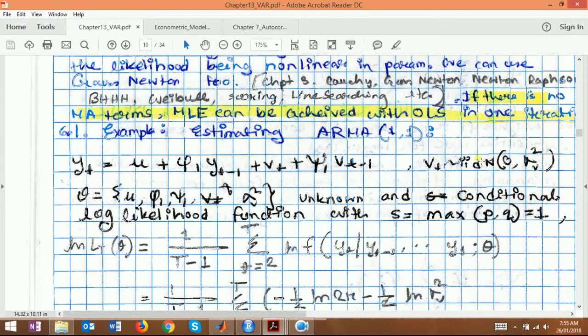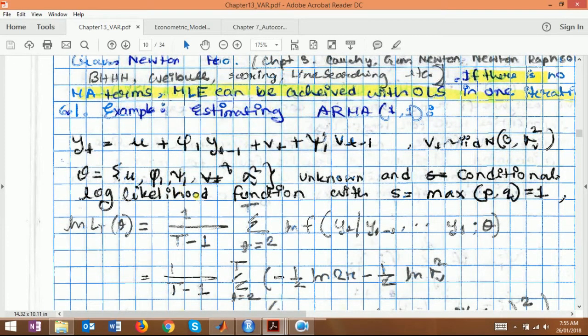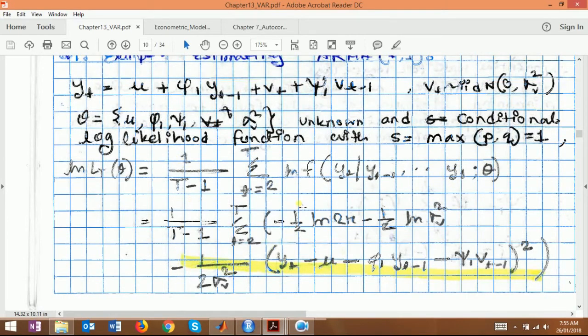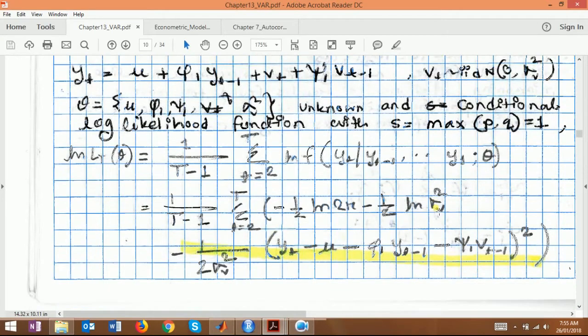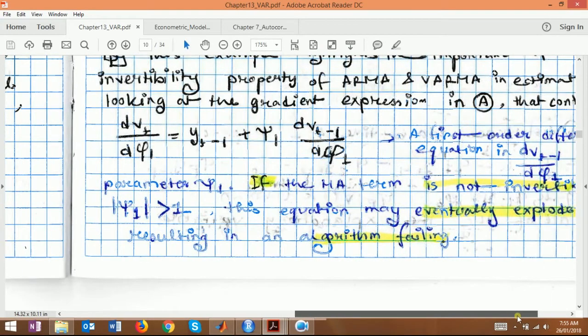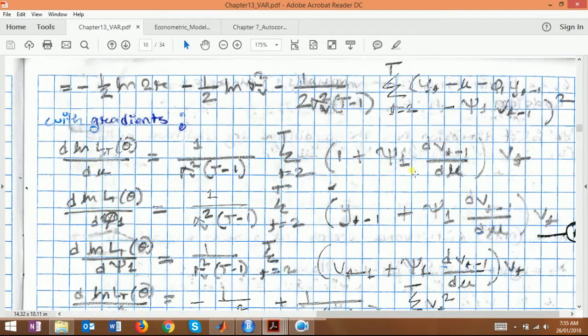So in case of an ARMA 1-1 model, our parameters are mu, phi 1, psi 1, and sigma square v variance. The conditional log likelihood function, with the maximum lag order for both autoregressive and moving average parameters being 1, is minus (t minus 1)/2 log 2 pi, minus (t minus 1)/2 log sigma square, minus 1 over 2 sigma square v, then the whole equation, right? Or we can write it as the sum for i equals t minus 1, half log 2 pi sigma square, the whole equation.